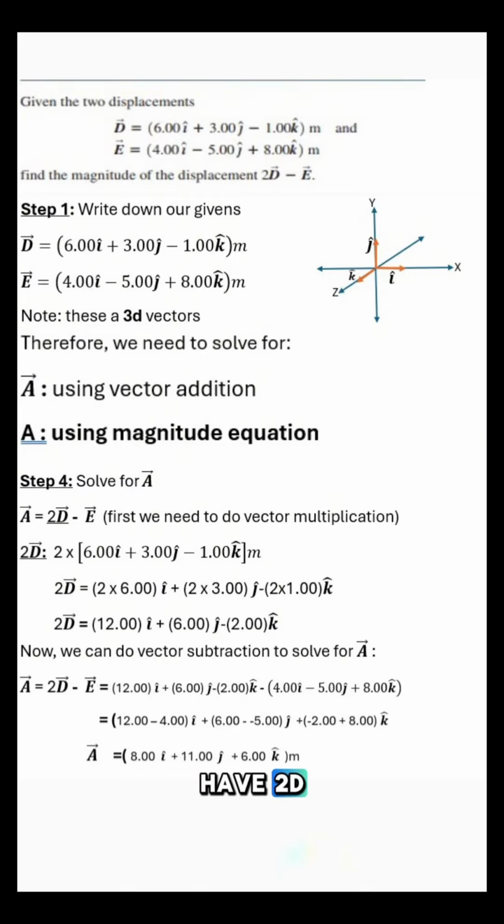Now that we have 2d, we can find what the a vector is by subtracting e from 2d. To do that, we have to subtract the same unit vector values. What do I mean by that? The i's with the i's, the j's with the j's, the k's with the k's. So it's 12 minus 4, 6 minus negative 5, and then negative 2 minus 8. And that's how we get our answer for the a vector below.